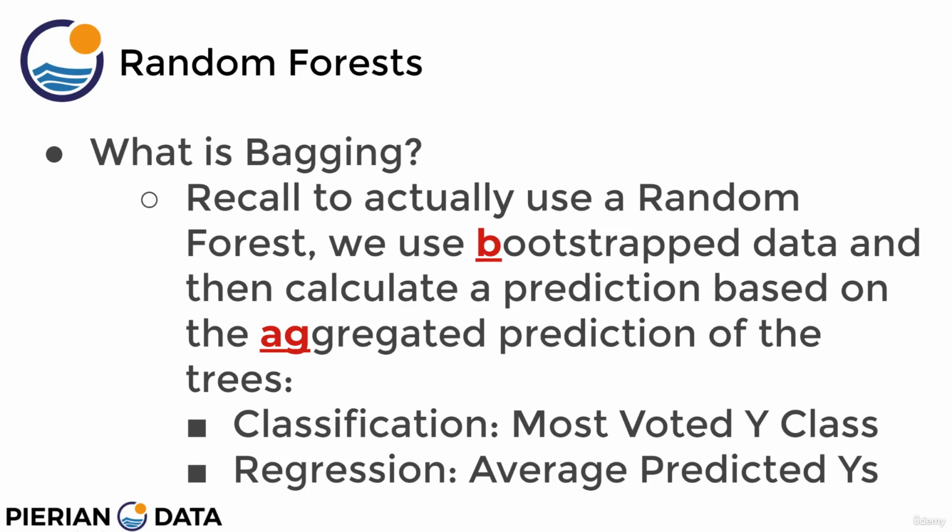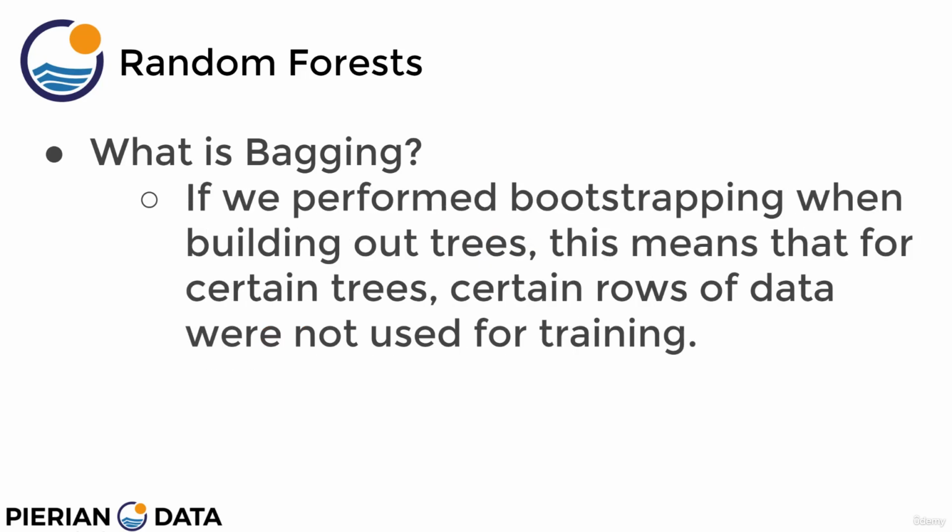So what does this mean in order to calculate out-of-bag error? Well, if we performed bootstrapping when building our trees, this means that for certain trees, certain rows of data were not used for training. And if you have a large enough data set with enough rows, typically, just statistically, the sampling is going to lead to approximately 1/3 of your data not being used for the creation or training of a particular tree. So what does that mean if you have some data that's left over unused?